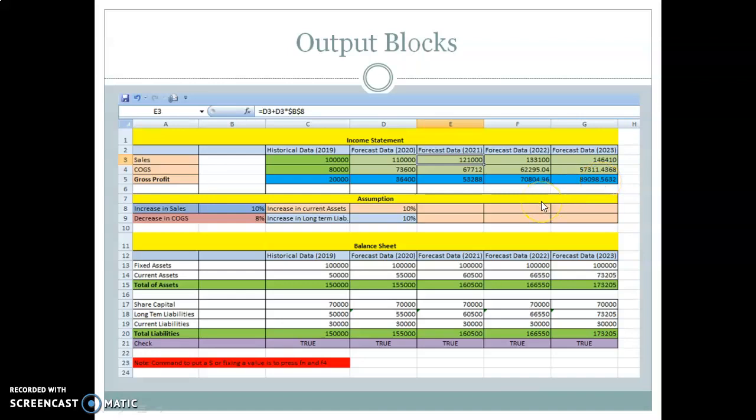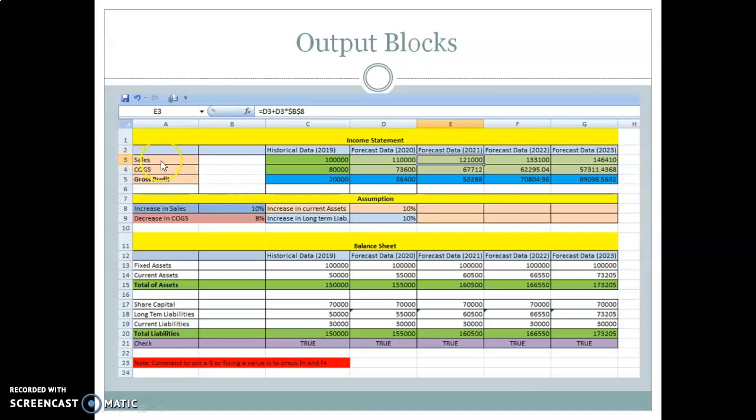So under this model, what are we doing? We are developing an income statement for the future, and we are developing a balance sheet for the future, right? And over here we have mentioned the historical data for 2019, and on the basis of 2019 we are forecasting for 2020, 21, 22, and 23, right?